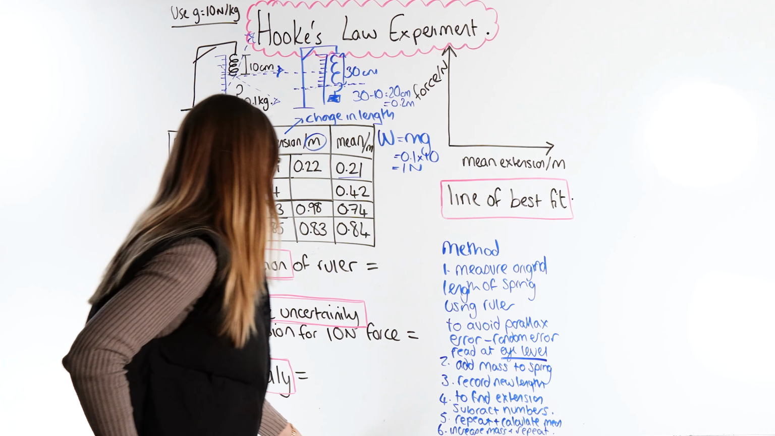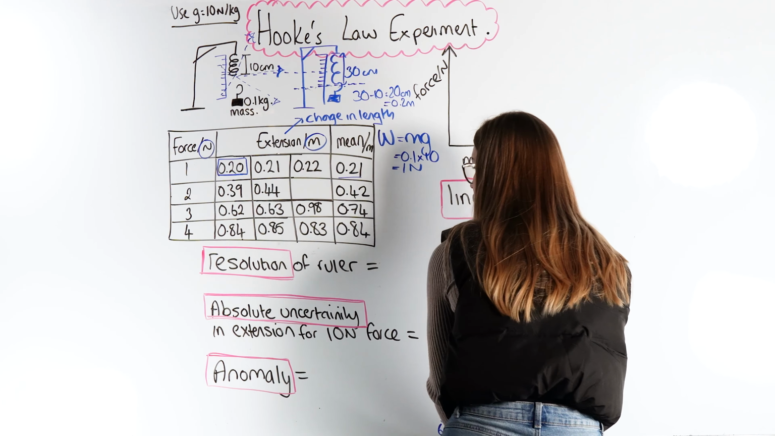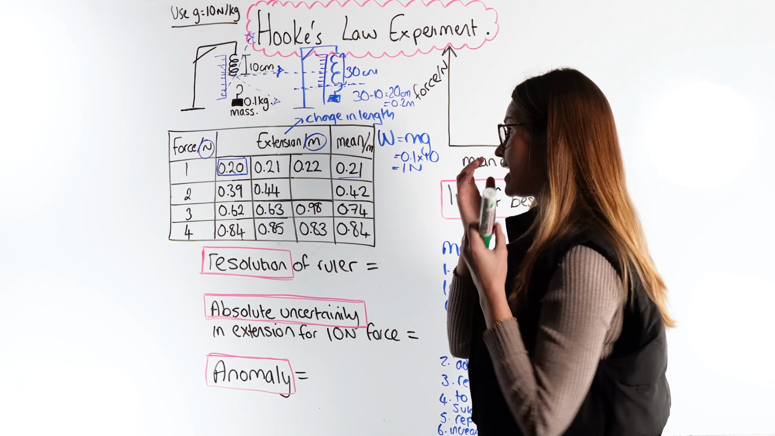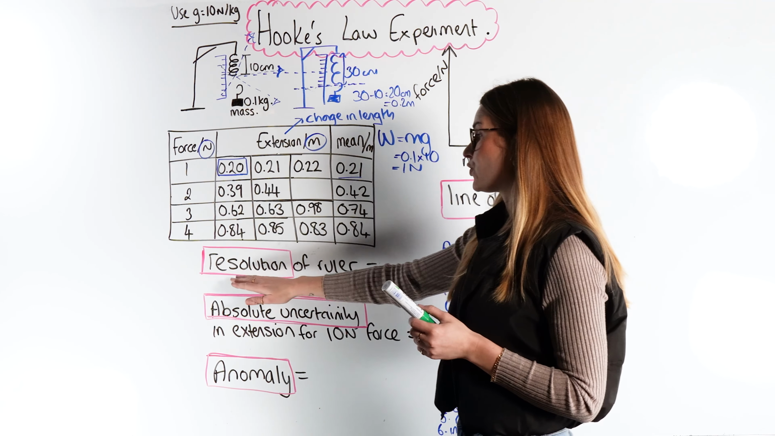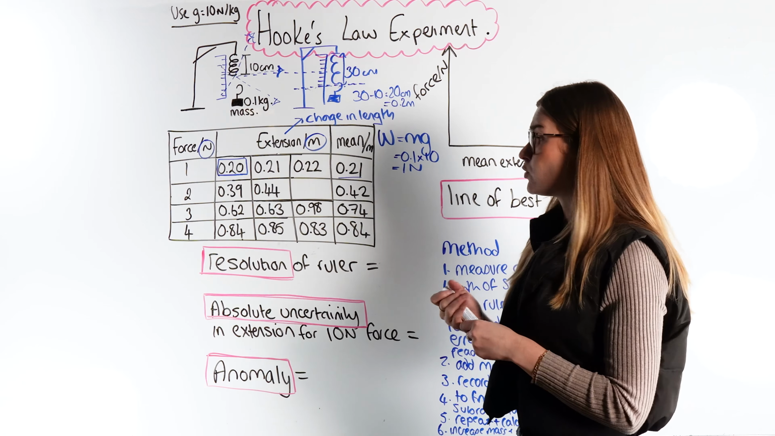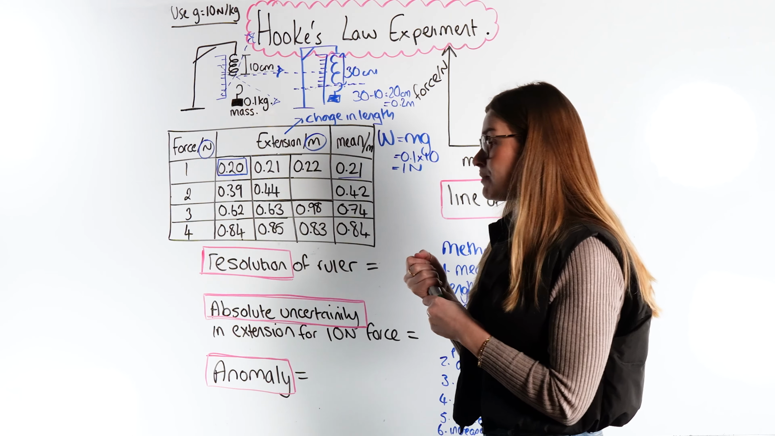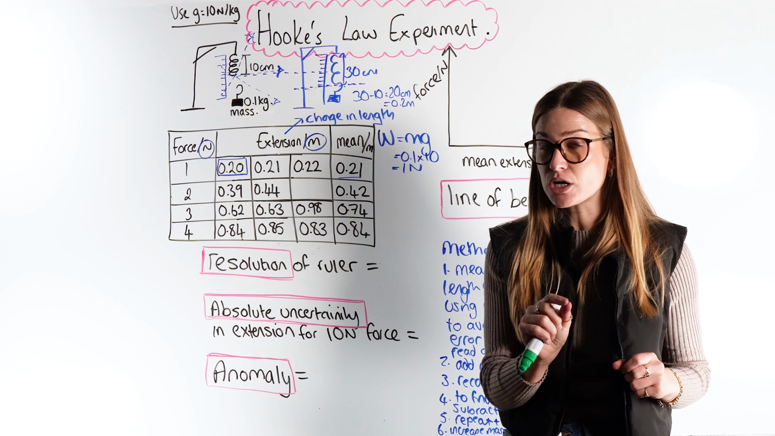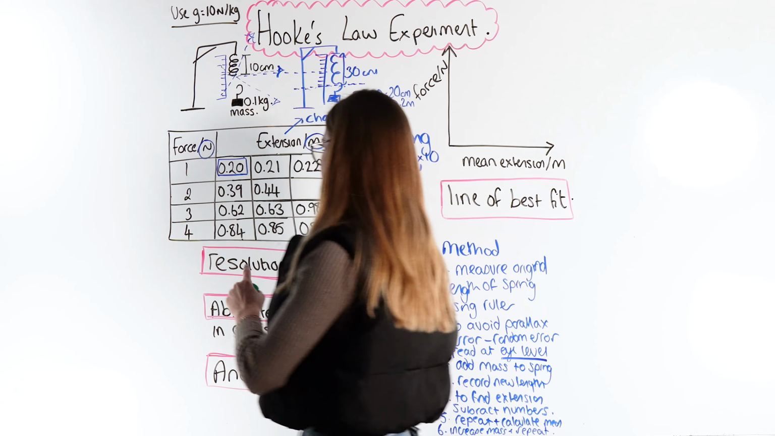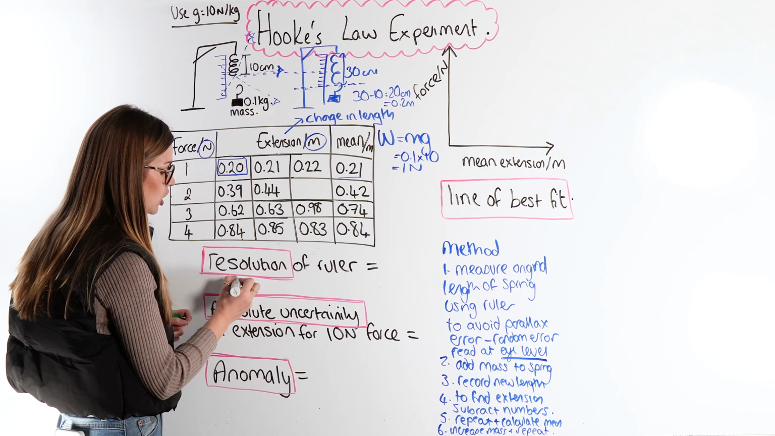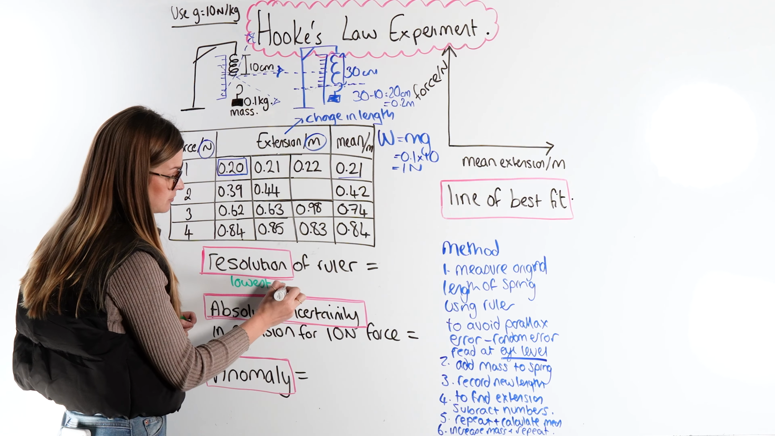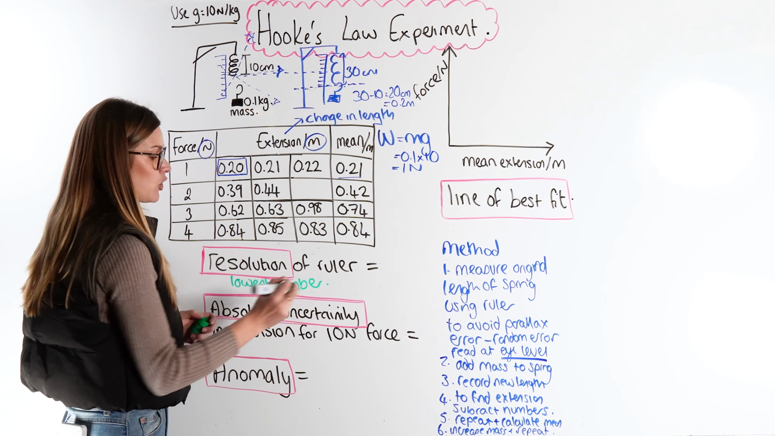Next one then is that we want to talk about our table. Hopefully if you look at our table here, the first thing it says is, I want to know the resolution of my ruler. So what does resolution mean? Resolution means what is the lowest number that your equipment can read. So again, the resolution of my ruler is the lowest number that the equipment can read.